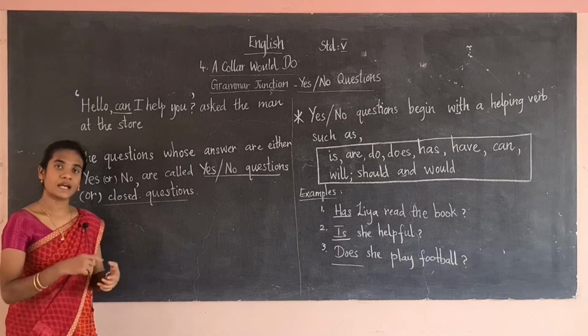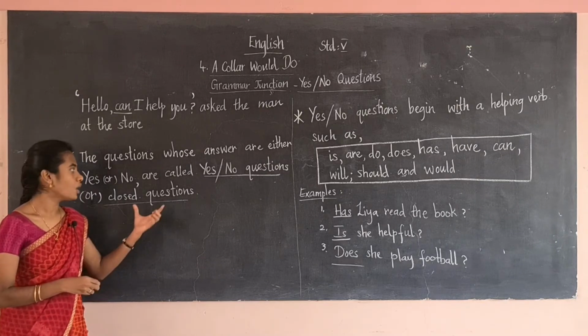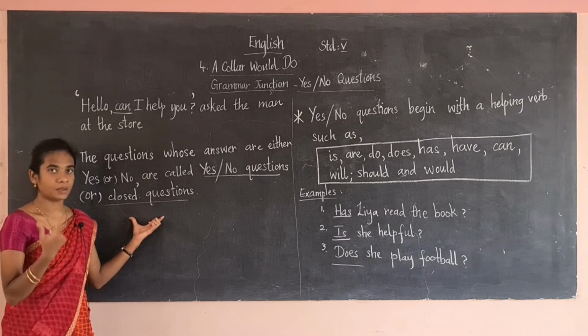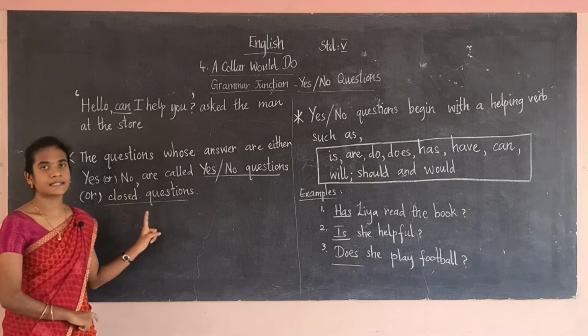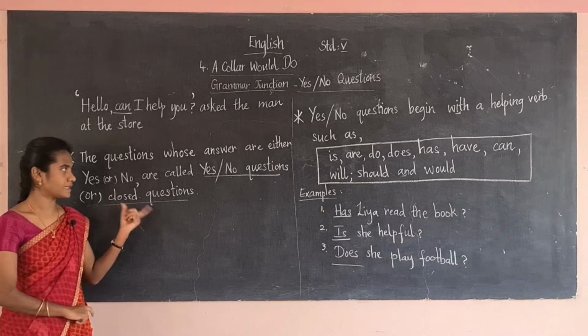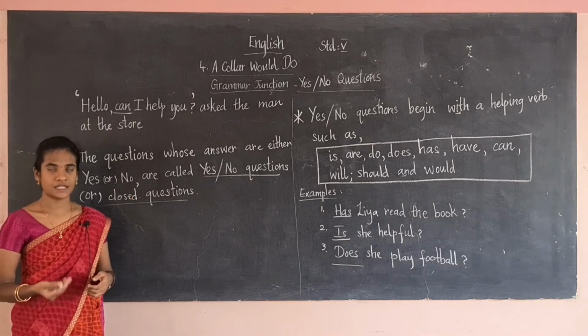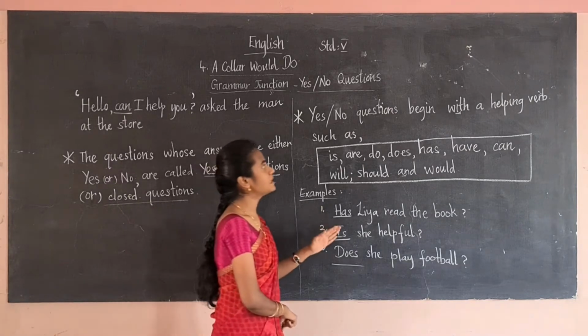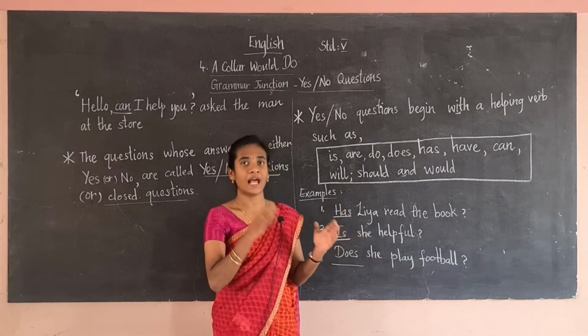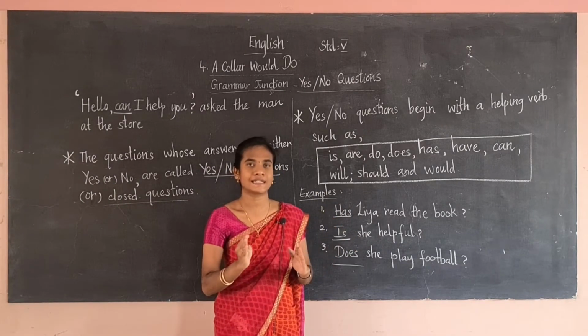What is the other name of a yes or no question? It's a closed question. The other name of a yes or no question is a closed question. I will ask in one word, so please remember this. What is the other name of a yes or no question? It's a closed question. Yes or no questions begin with helping verbs.